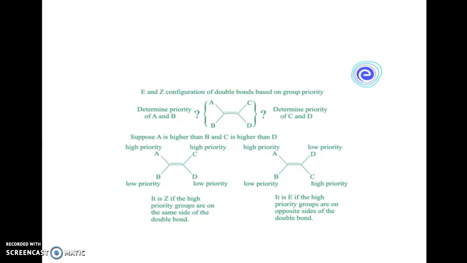So, if we take the general example, determine the priority of A and B, and determine the priority of C and D. A is higher than B, C is higher than D. So, if we say high and low, high and low, in that case it is Z. If the high priority groups are on the same side of the double bond, then it will be given the Z notation. If the high priority groups are on opposite sides, then it is given E. So accordingly, this configuration is given Z and this is given E.